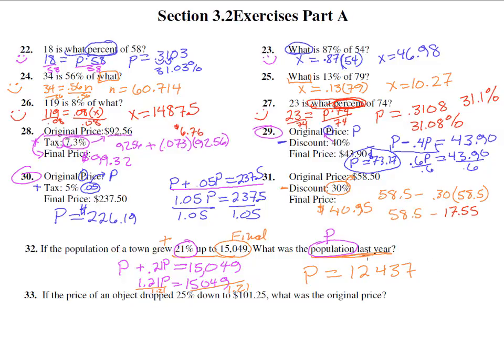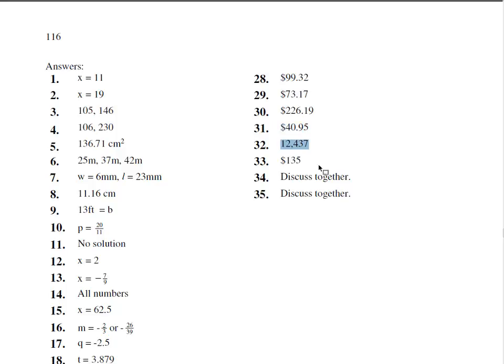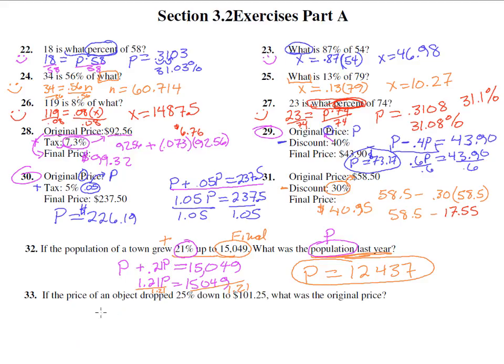12,437.19, but really if we're talking about a population, we're going to give it in nice even round numbers, so we'll round to the nearest one person. Let's check our answer. 12,437. Good.